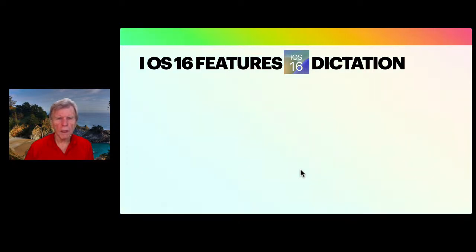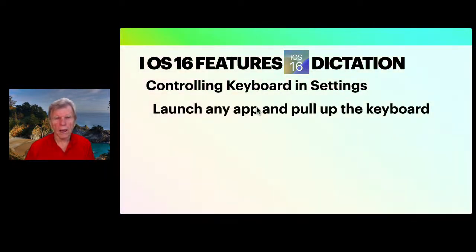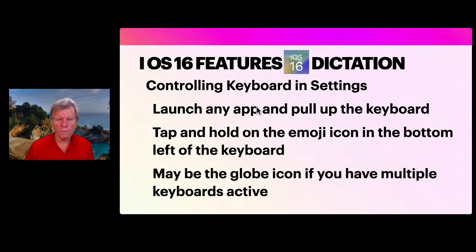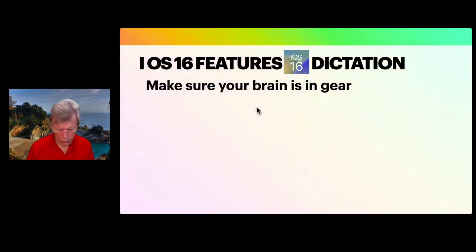But something to remember when you're dictating is that you need to make sure your settings for the keyboard are all correctly adjusted. You can do that by launching any app and pulling up a keyboard, and then tapping and holding on the emoji icon in the lower left-hand corner of the keyboard. Or if you have more than one keyboard, it will be a globe. So let's see how that works.